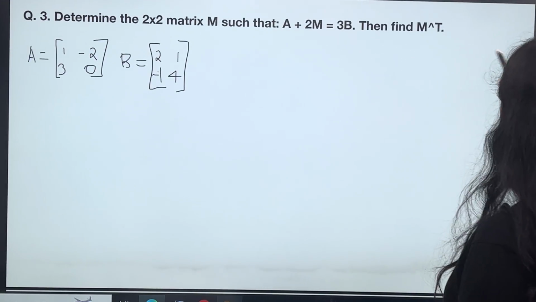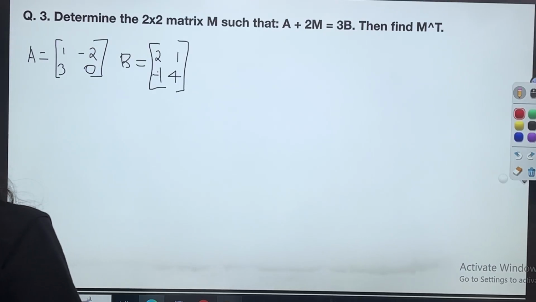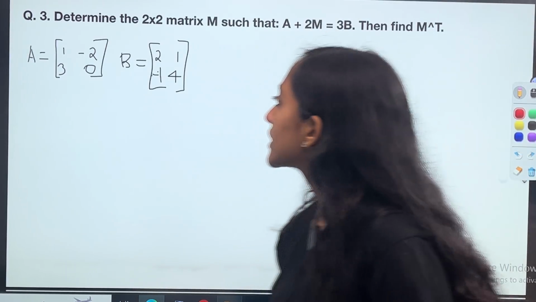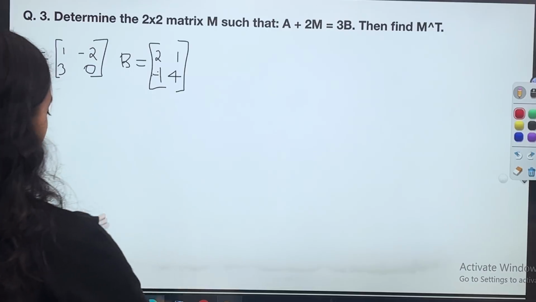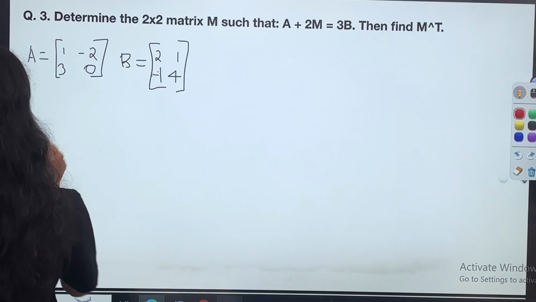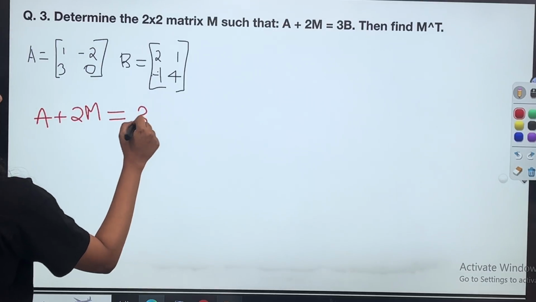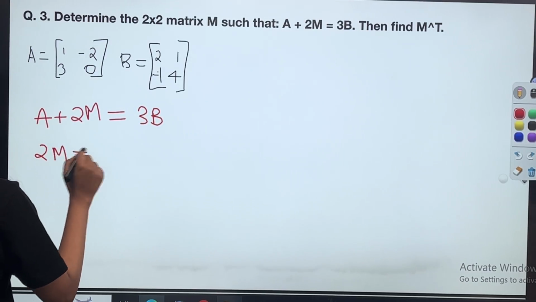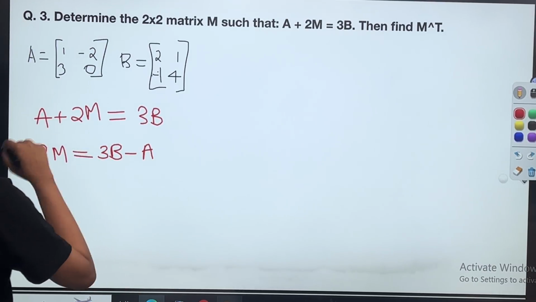Okay, so the next question is: determine the 2 into 2 matrix M such that A plus 2M is equal to 3B. Then find M transpose. Okay, so they're asking you for the inverse, the other way. A plus 2M is equal to 3B. We have to find M. So 2M is equal to 3B minus A. Correct? Let us first find this.